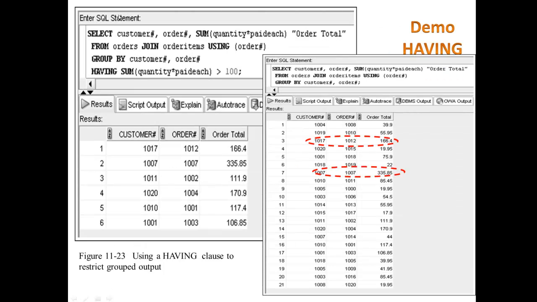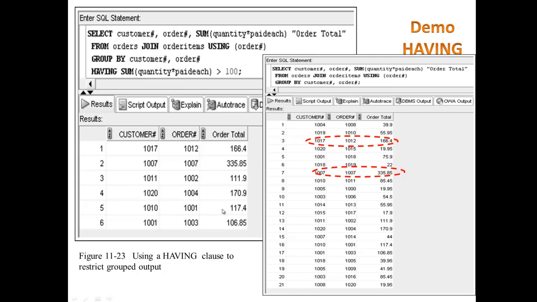This one is another having demo. Select the customer number, the order number. We're doing a sum of the quantity times the paid each. We're going to call that order total. From the orders table, we're going to join it with order items. We're going to use the order number as our field to join on. Group by customer number and order number. Again, those are up here because those work with group functions, having sum of quantity times paid each that's greater than 100. So our order total had to be greater than $100.